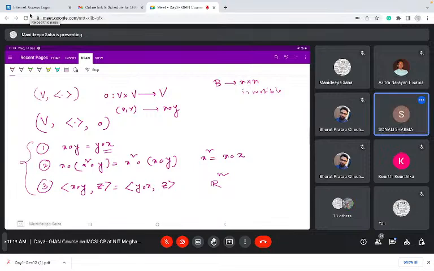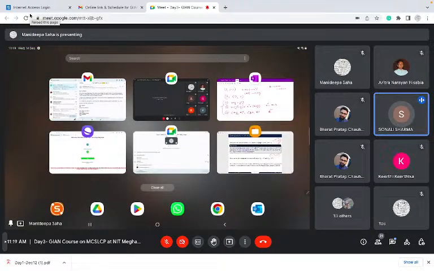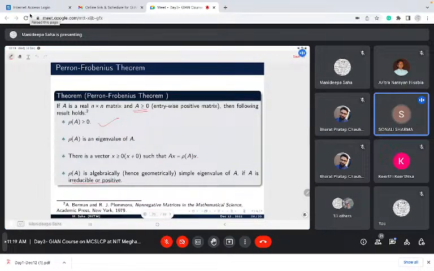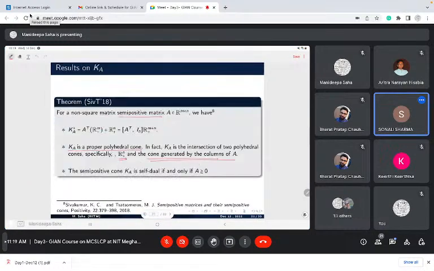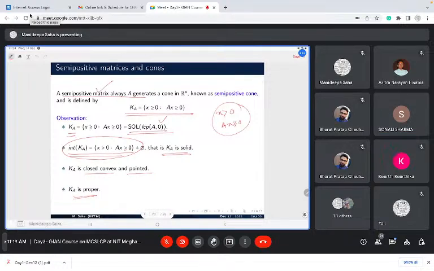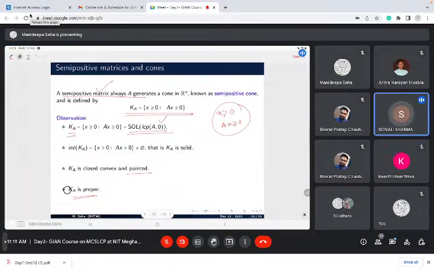Hello. Yes. Can you please go to the slide where it says that semi-positive matrices generate a cone? Is it here? Yeah, ma'am, this K(A) equals to. So my first question is about this equality with the LCP equals 0. How are we going to get that x and Ax are orthogonal?